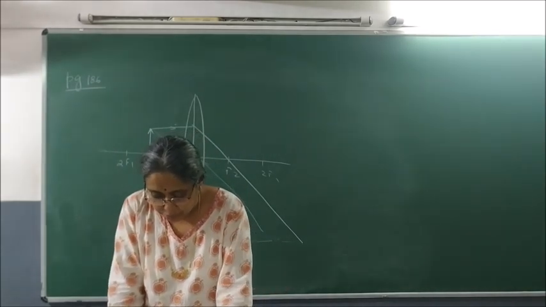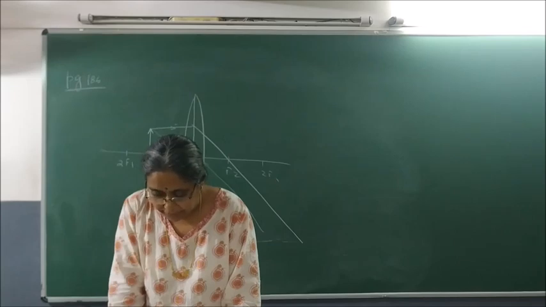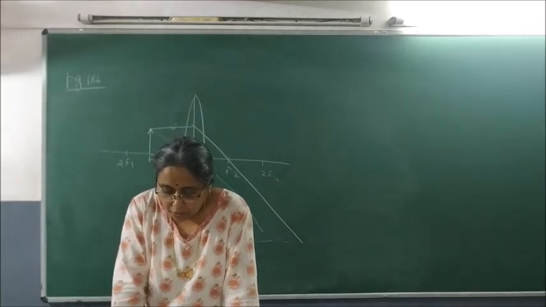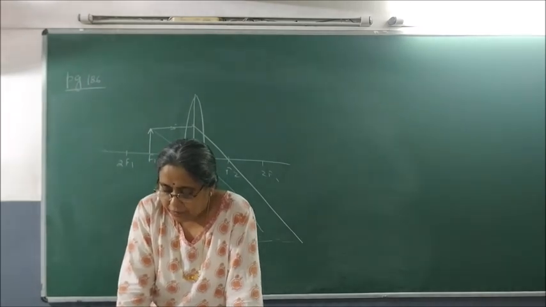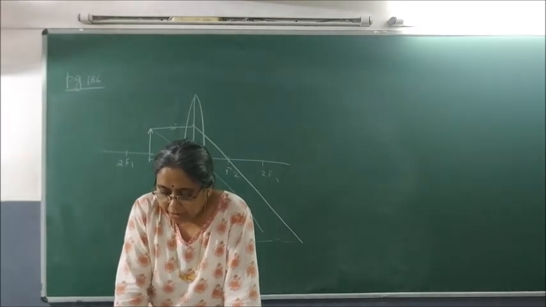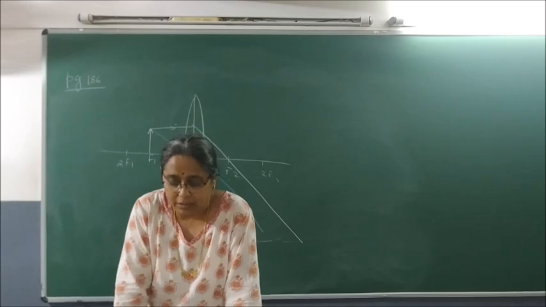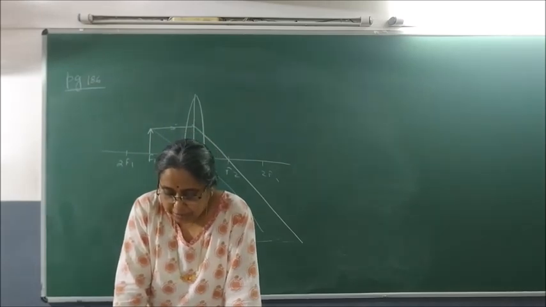Now let us come to any other lens question. Yeah, the third one. Where should an object be placed in front of a convex lens to get a real image of the size of the object? B, at 2F. Twice the focal length. So your option is B.